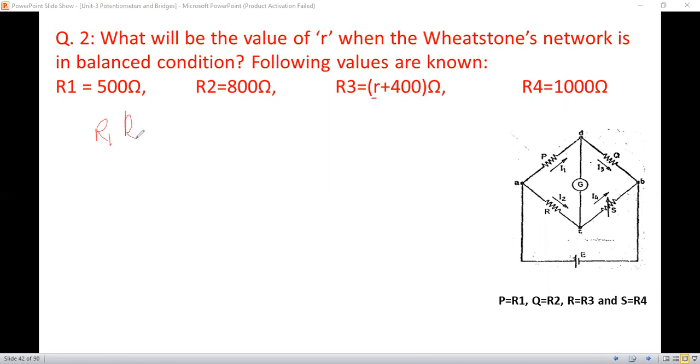R1 R4 equal to R2 R3. Substitute, or rearrange the equation. Substitute. Find the value of R. R equal to how much? You calculate it. All of you solve this one.